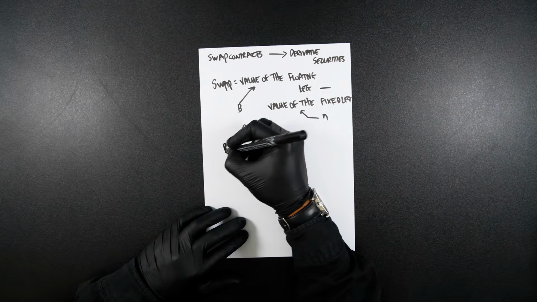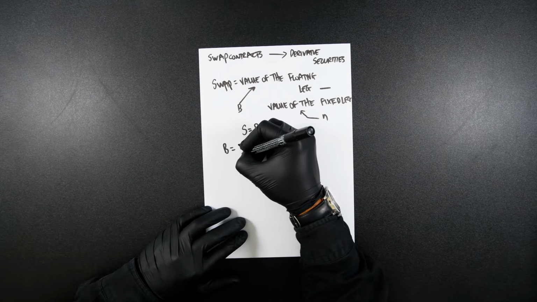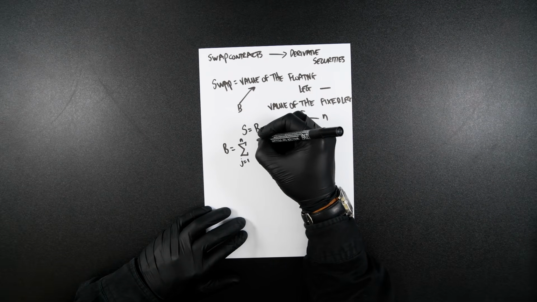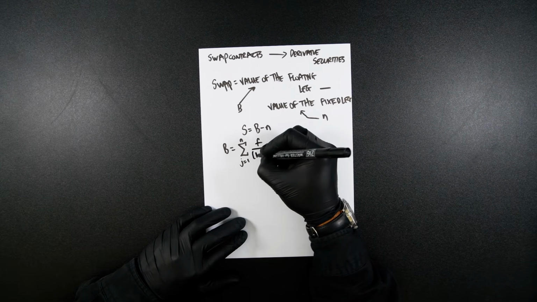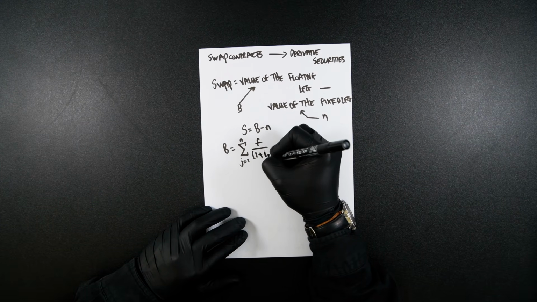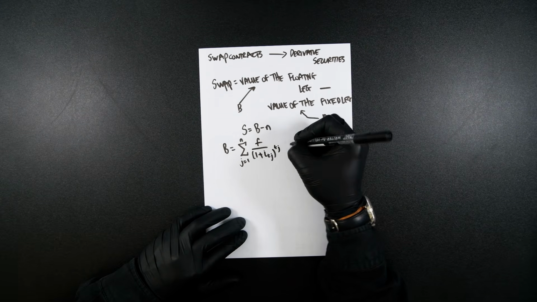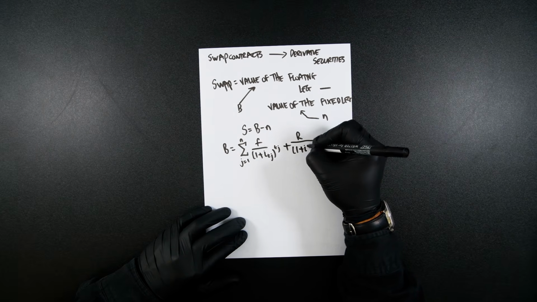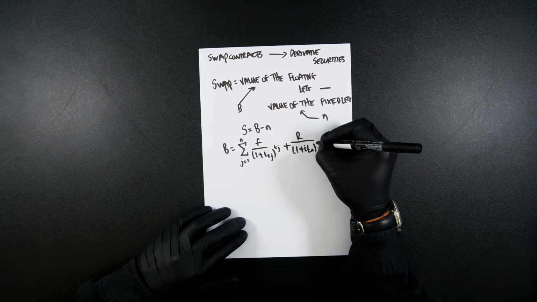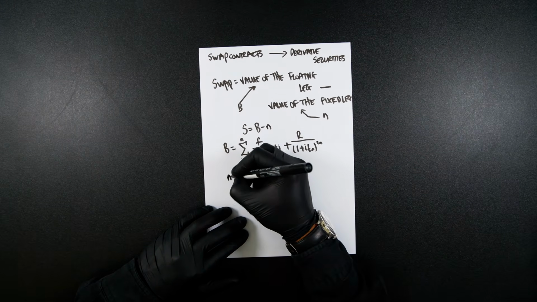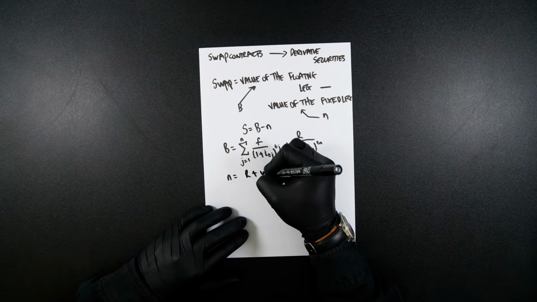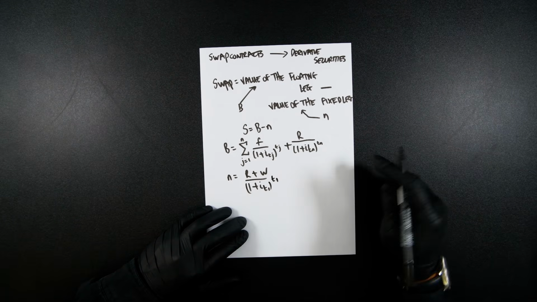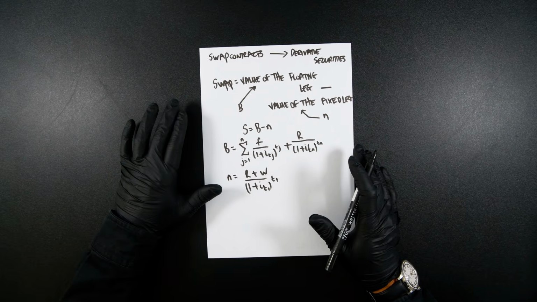But B would be the sum of j equals 1 to n, F over 1 plus i to the power of Tj, plus R over 1 plus i to the power of Tn, that should be small. And N is going to be R plus W over 1 plus i to the power of T1. But now let's break this all down.